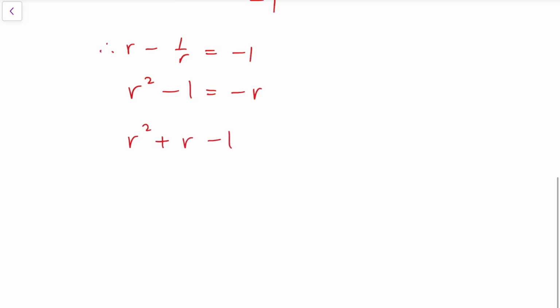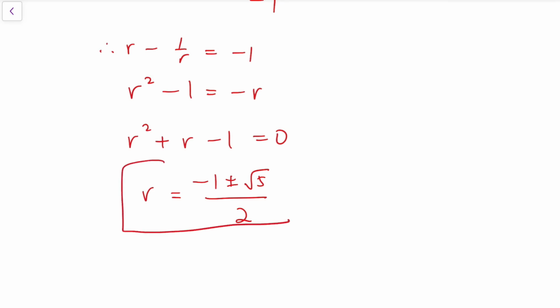Because I can write this as r squared minus 1 equals minus r, and that means r squared plus r minus 1 equals 0. So we can go for the quadratic formula, and r equals minus 1 plus or minus square root 5, all divided by 2. So we have two possible values of r. One is (minus 1 plus root 5) divided by 2, and the other is (minus 1 minus root 5) divided by 2. So this is the final answer.